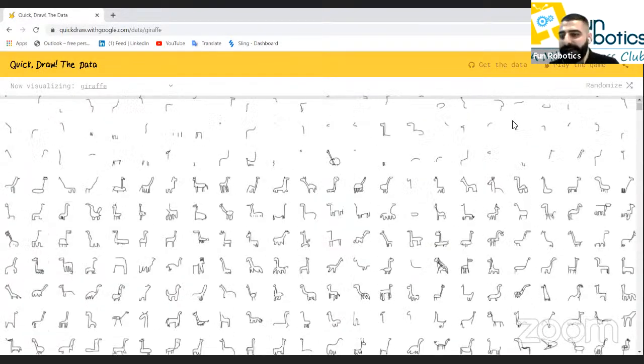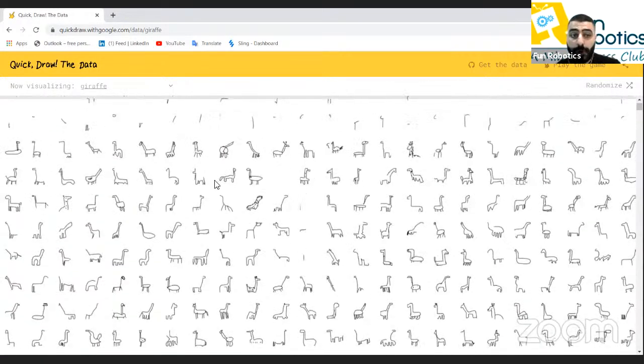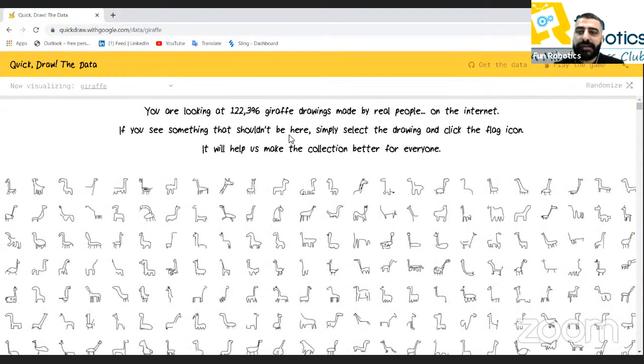So how does QuickDraw guess? It basically takes your drawing that you're drawing in real time, compares it really quickly to all the data that it has stored in the database, and then it can guess your guess. It can guess what you're trying to draw. So this is how AI works.